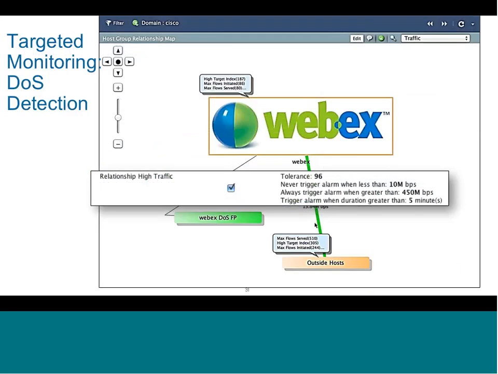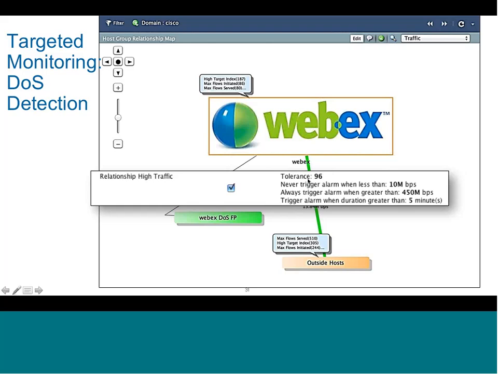Another nice feature, and again, we have lots of different tools that use NetFlow here at Cisco. From the security side, Lancope, StealthWatch, is really all we use for security. So when we're trying to get a quick and dirty DOS detection deployed, we'll go into Lancope and take a host group. In this example, we can take all of the IP address ranges associated with WebEx, drop them into a host group, and set up a relationship alarm within the maps that are in StealthWatch by default.